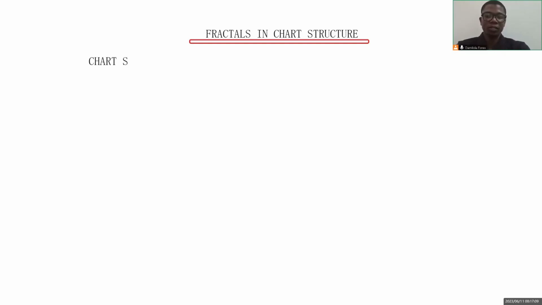Okay, chart structure moves in different fractal configurations.